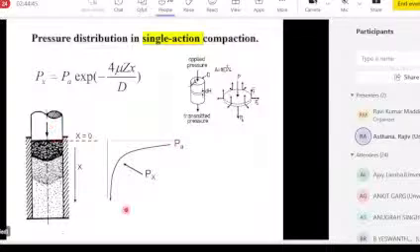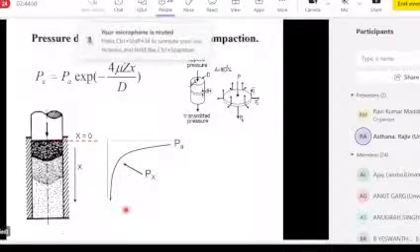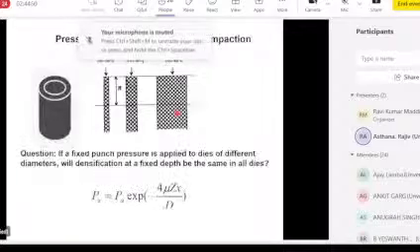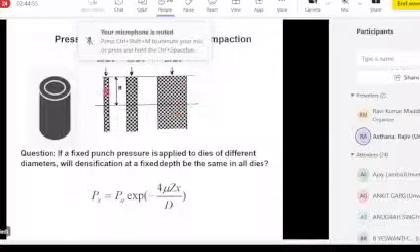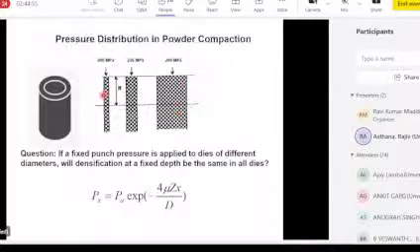So what do you think about this behavior? Suppose you have 3 dies, a large diameter die, a medium diameter die, and a small diameter die. You are pressing powders under the same pressure in each case, 200 MPa, for example. In which of these dies will we get most densification? Will the larger diameter die give the most densification at this level, or the small diameter? And the answer would be that the large diameter die will give the maximum compaction.